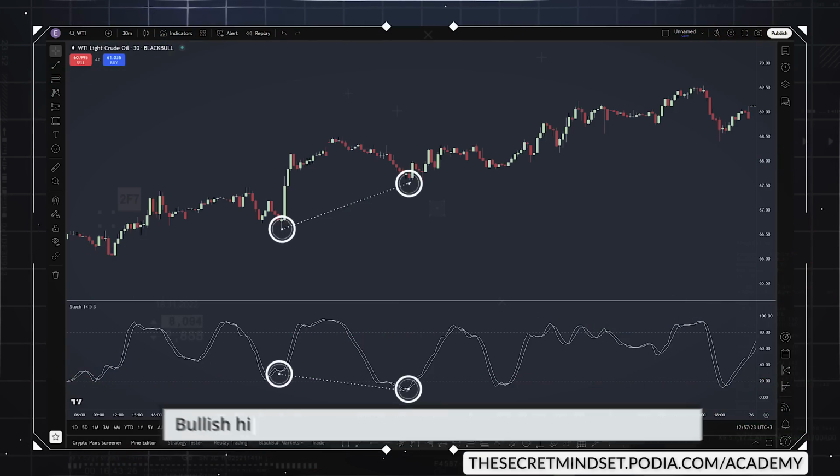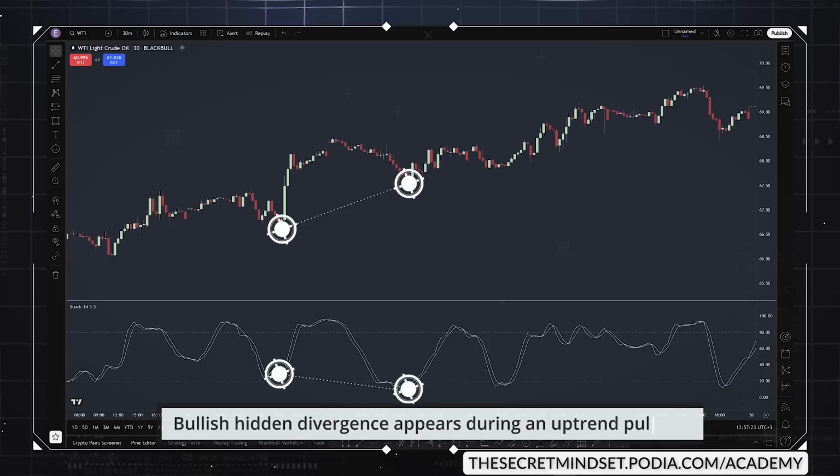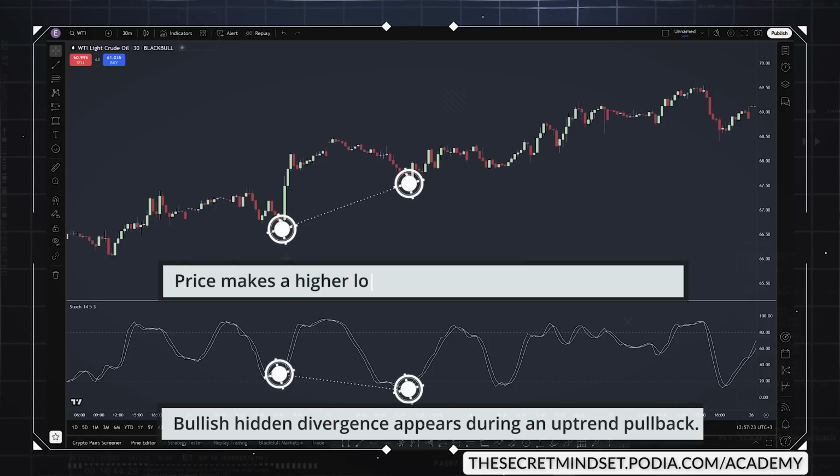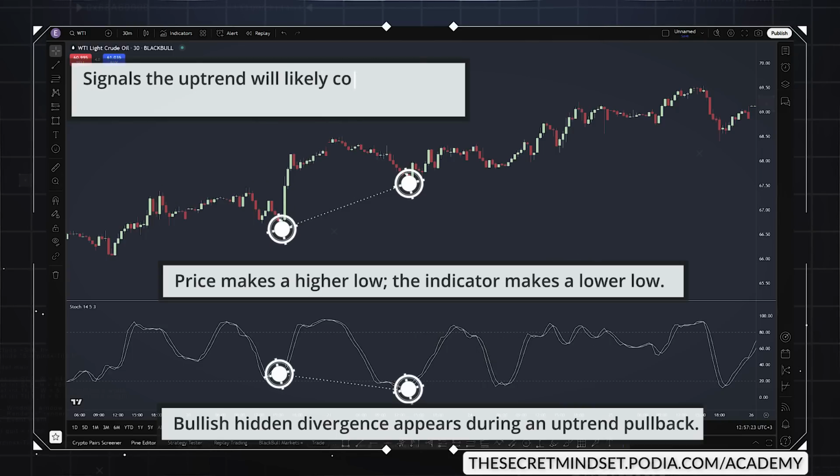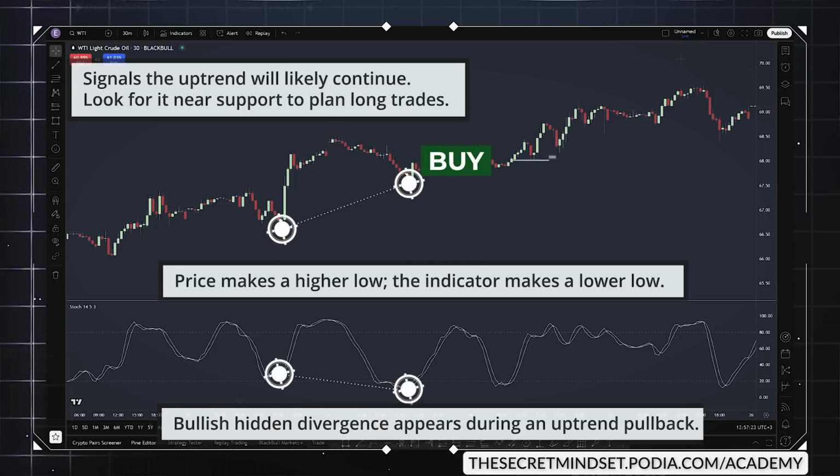A bullish hidden divergence happens in an uptrend. Price pulls back and makes a higher low, but it doesn't drop as far as before. But the indicator makes a lower low. This means that, even though price held up, the indicator dipped more. The hidden divergence says the uptrend will likely continue. You look for this when price is near support in an uptrend. If you spot it, you can plan to enter long trades, betting the trend will keep going.